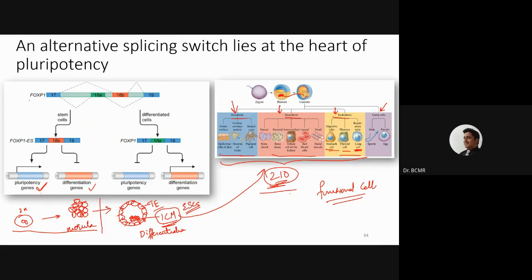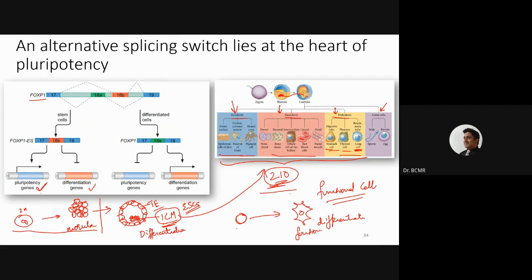There is a protein called FOXP1, which is important for switching between whether the cell should remain as a stem cell, or pluripotent, or it should differentiate. The pluripotent cell or the ICM by itself is useless. It does not perform any function. Only if this cell differentiates into a particular cell type can it perform a function. And this state is called the differentiated state.